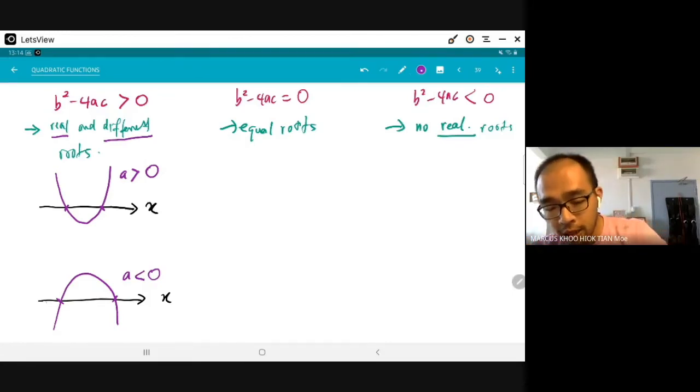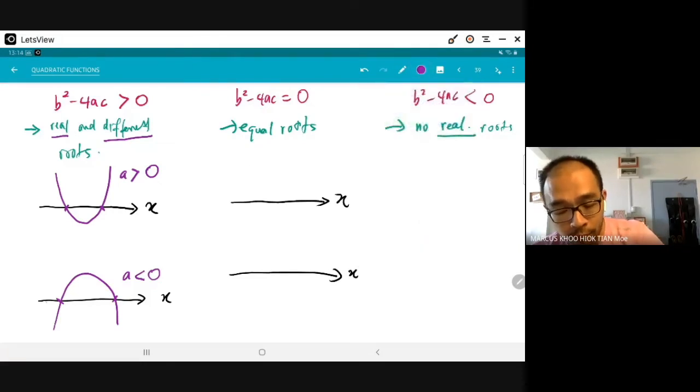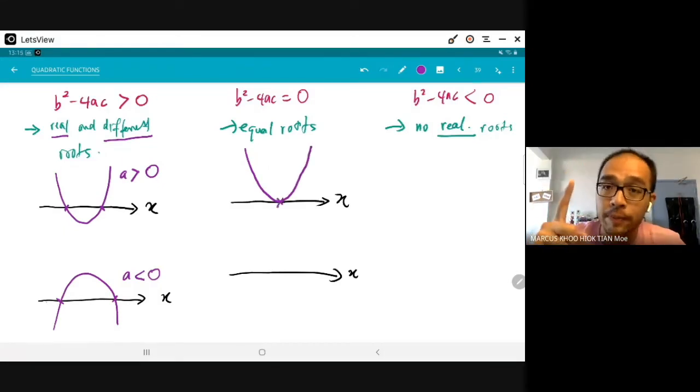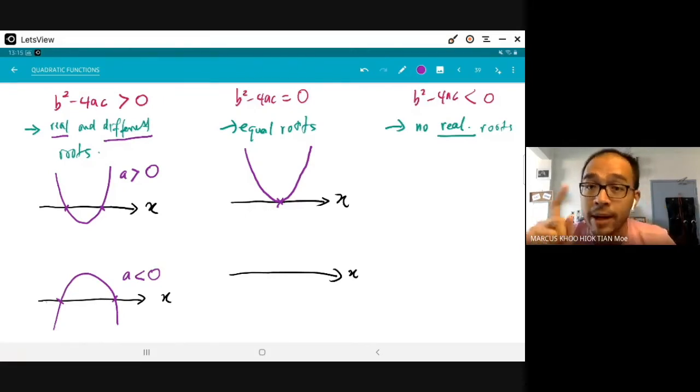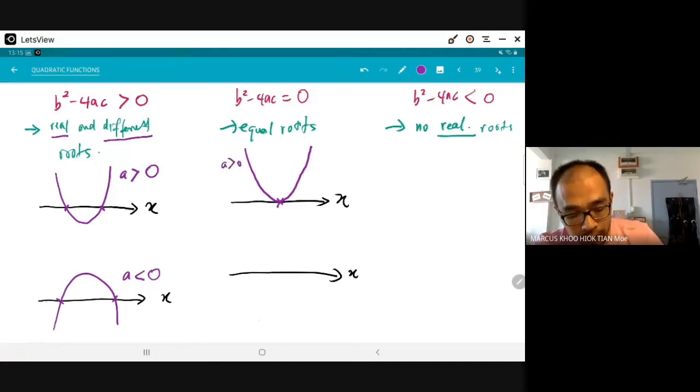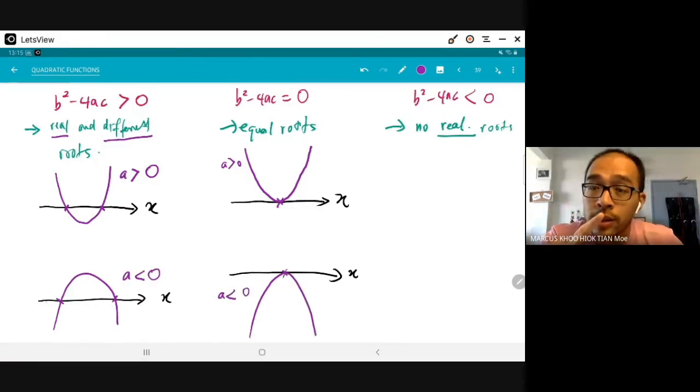Kalau b squared minus 4ac is equals to 0, let me draw once again the x-axis. Kalau dia adalah minimum graph, what you will get is like this. Dia hanya akan memotong di satu tempat sahaja. When you solve the equation, you will get the same answer. So whether it is a minimum graph, A is more than 0, or a maximum graph, A is less than 0, dia hanya akan memotong satu saja.